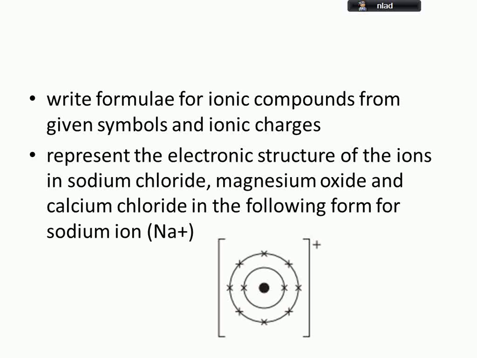So this is a short video to overview some of the key points for Chemistry 2 on the AQA syllabus. I've got some of the specification points here that I'm quickly going to go through. One of the things you need to be able to do is to write a formula for ionic compounds from given symbols and ionic charges.